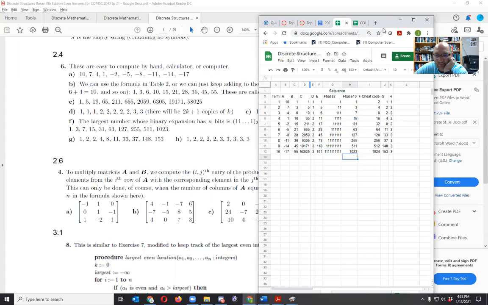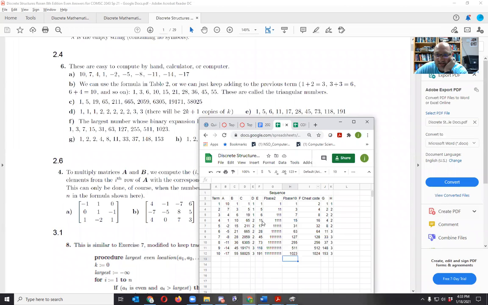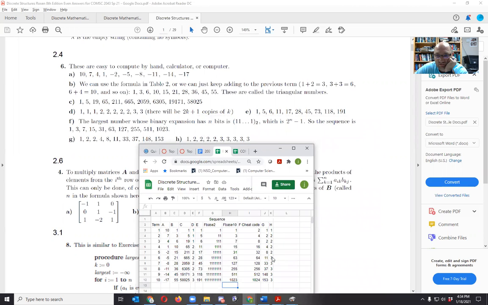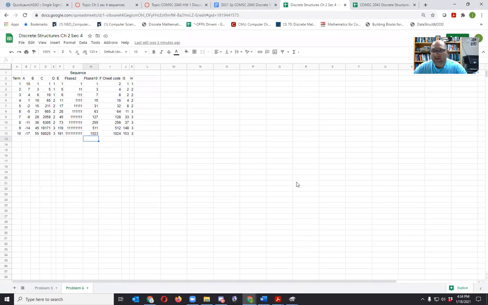All right, part E: 1, 5, 6, 11, all the way to 191. Cool. Now part F: 1, 3, 7, 15, 31, all the way down to 1023. Cool. G: 1, 2, 2, 4, 8, 11, 33, 37, 148, 153. I will take it. And now the last one, part H: 1, 2s, and a bunch of 3s. Cool. All right, friends, hopefully that was entertaining to you.